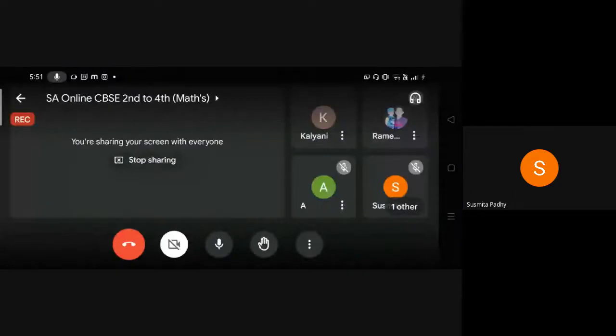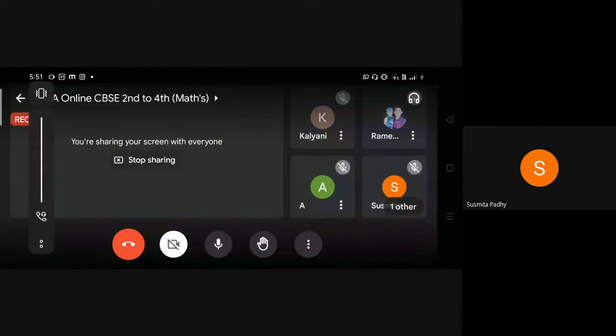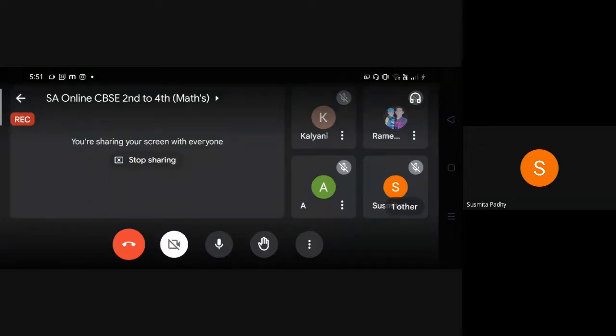Okay, write down the questions then. List as many things as you can that are round in shape. Write the names of as many things as you know, they should be in round shape. And the third question is you have to draw the circles of radius 4.5 centimeter. Note down. 4.5 centimeter. And 2.3 centimeter.